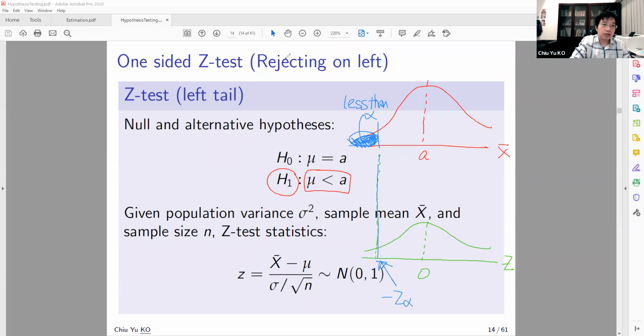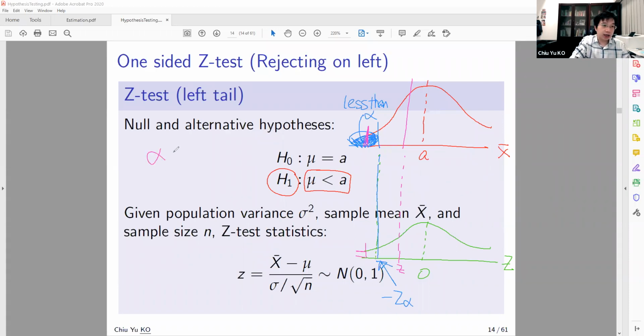Then we are going to collect some data, and it will be converted to somewhere here, the Z value. If this value is bigger than that, then we are not rejecting. But if the data is here, and we are getting this number, then we reject.